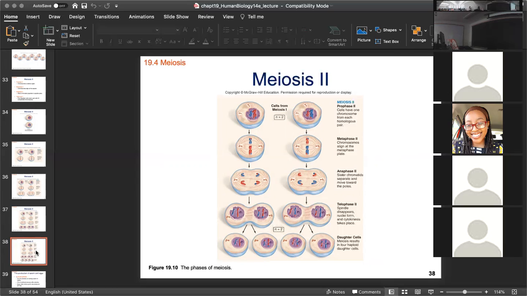And they are genetically, I'll just say different. You could say unique, genetically varied. I'm just going to write genetically different. They're different from one another.